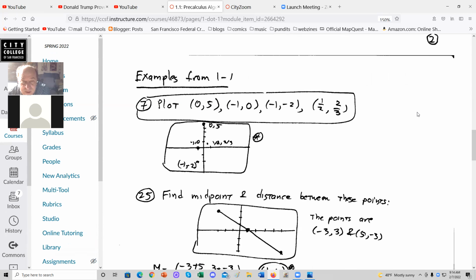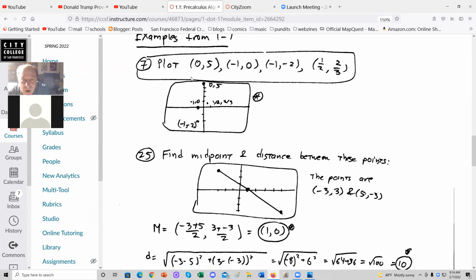For example, here we have some points, how are we to plot them: 0 by 5, negative 1 by 0, negative 1 by negative 2, and 1/2 by 2/3. For 0 by 5, the x value is 0, so it's on the y-axis and it's up 5 units.